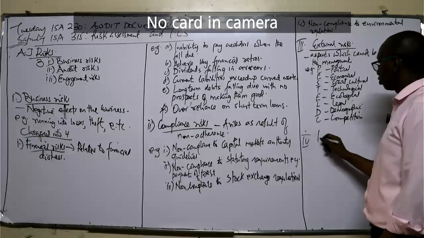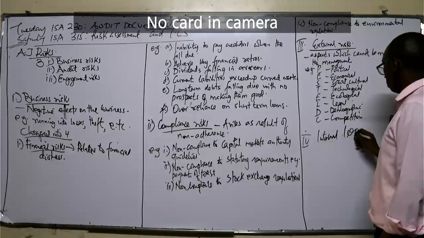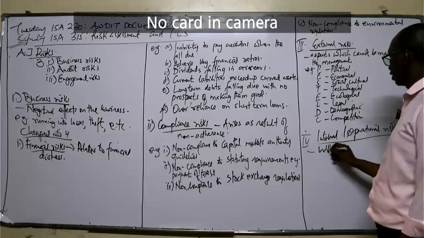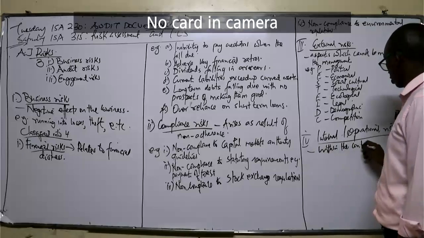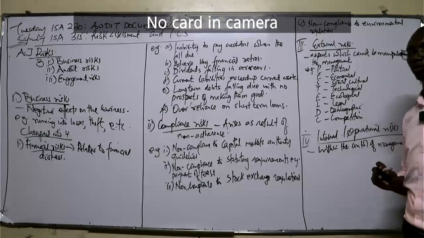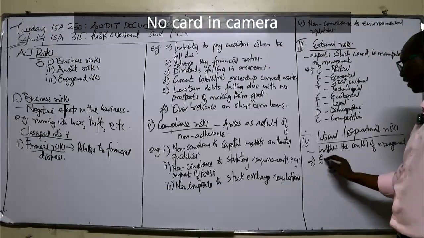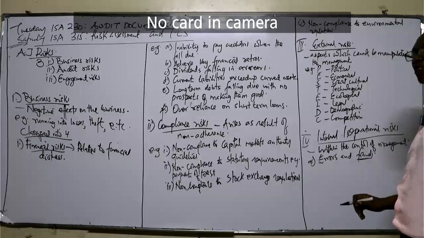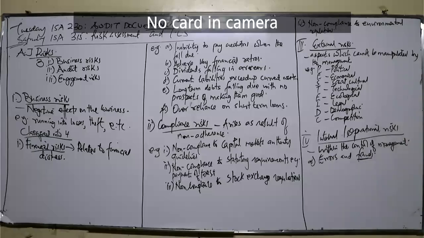Roman number four, we talk of internal or operational risks. Of course, this is within the control of management, but they pose risk to the operations of an entity. Like A, errors and frauds. There are entities which have closed down because of frauds. A mega or several mega frauds are perpetrated, bringing the entity to its knees. Monies have been embezzled and so on. Errors and frauds are within the reach of the management. Management can always institute very strong internal control systems to curb these vices.